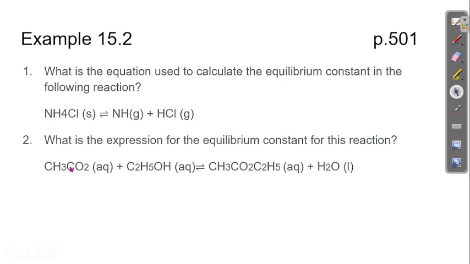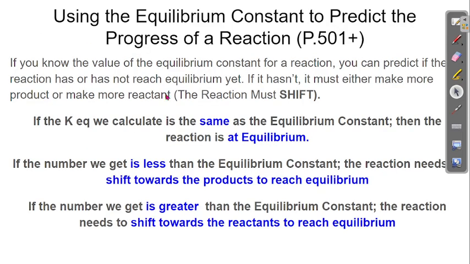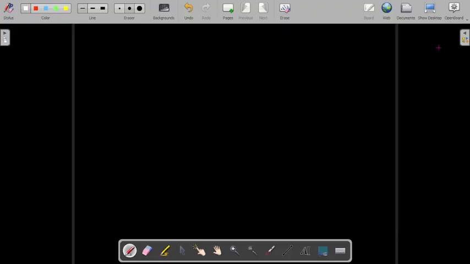Let's see. They want you to check solid, gas, gas, aqueous, liquid, and to remember to disregard any solids and liquids. So before we can start applying the equilibrium constant, we need to make sure that you remember that solids and liquids will not participate when you're calculating the constant. So what does that mean?